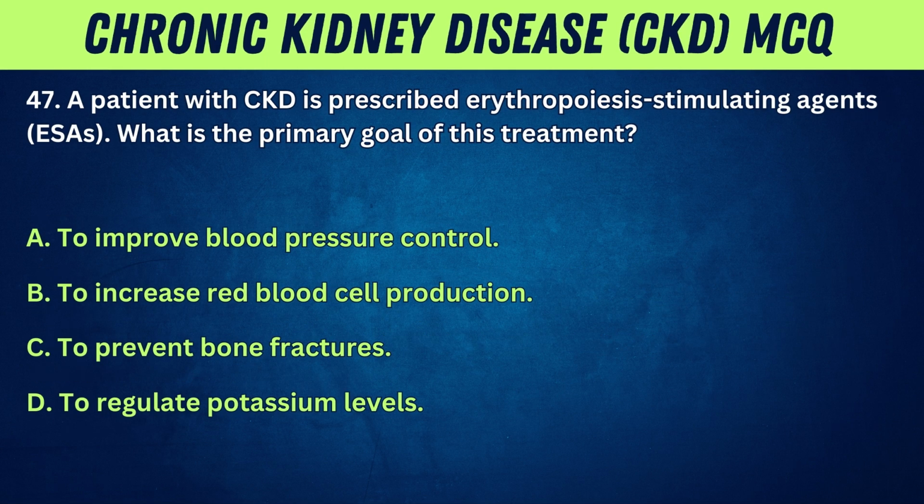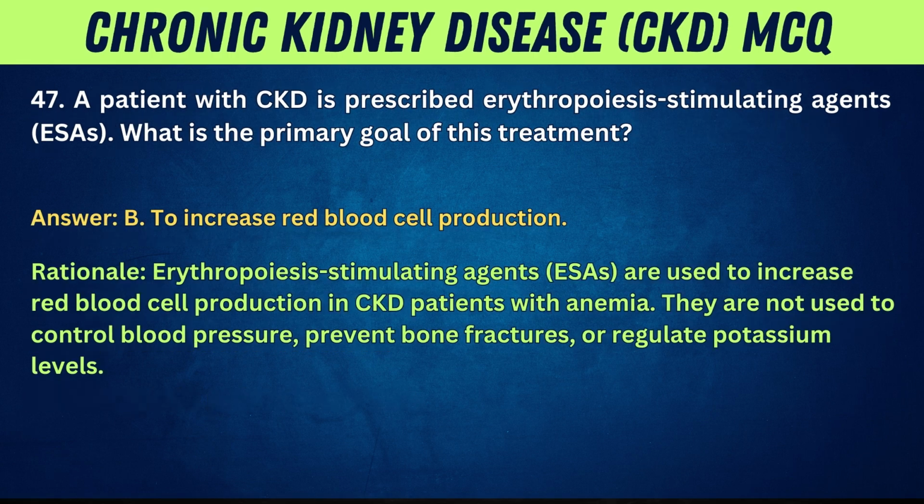47. A patient with CKD is prescribed erythropoiesis-stimulating agents, ESAs. What is the primary goal of this treatment? A. To improve blood pressure control. B. To increase red blood cell production. C. To prevent bone fractures. D. To regulate potassium levels. Answer: B. To increase red blood cell production. Rationale: erythropoiesis-stimulating agents, ESAs, are used to increase red blood cell production in CKD patients with anemia. They are not used to control blood pressure, prevent bone fractures, or regulate potassium levels.